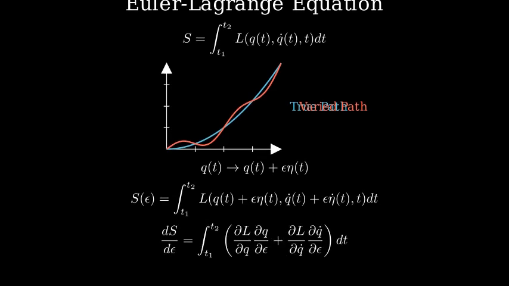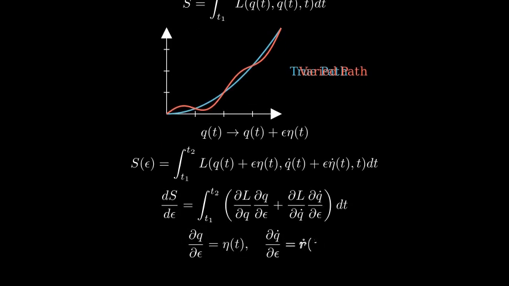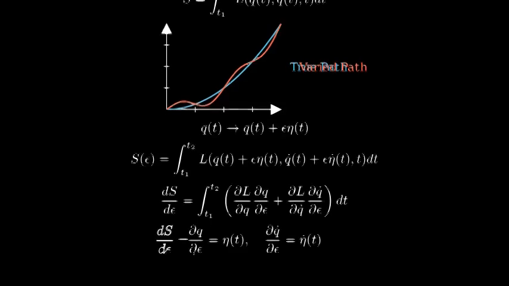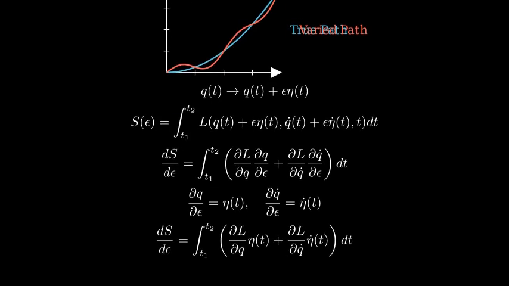This is equal to the integral from t1 to t2 of, opening bracket, partial L over partial q times partial q over partial epsilon, plus partial L over partial q dot times partial q dot over partial epsilon, close bracket, dt. Partial q over partial epsilon is eta(t), and partial q dot over partial epsilon is eta dot(t). Substituting these, we have dS/d epsilon equals the integral from t1 to t2 of partial L partial q eta(t), plus partial L partial q dot eta dot(t), dt.